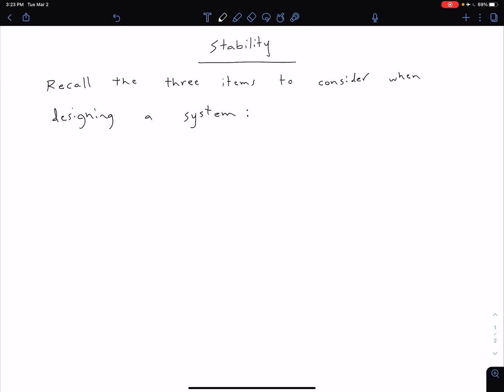In this unit, we're going to be talking about system stability. If you recall back to our very first unit, we said there were three important items that we want to consider when we're designing a system.